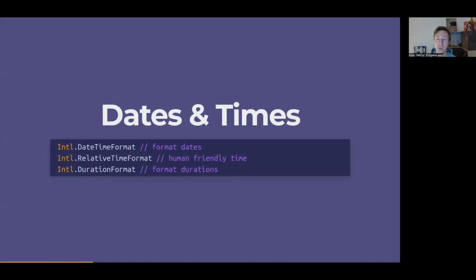Intl offers 3 date-related functions: datetime format, relative time format, and duration format. So datetime format will let you format dates. That's pretty self-explanatory. Relative time format will let you format durations or distance between time. So things like in 3 days or yesterday. Whereas duration format will let you format durations, something like 2 hours, 5 minutes, and 30 seconds.